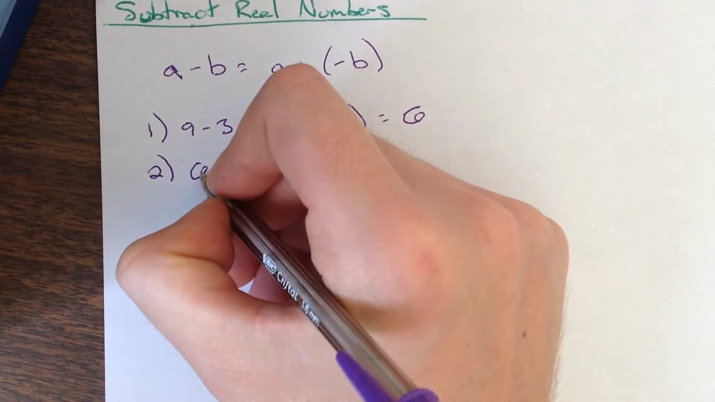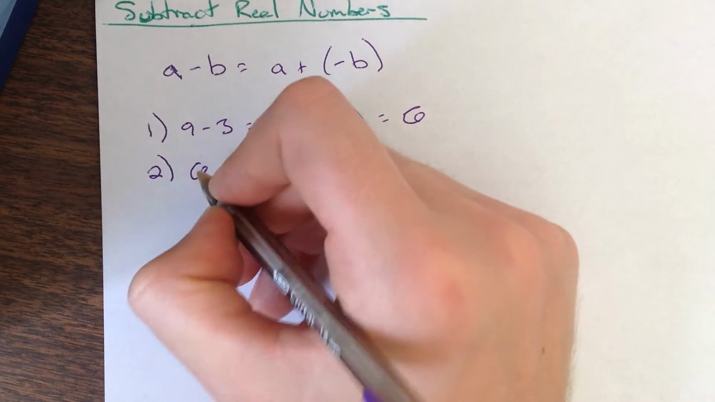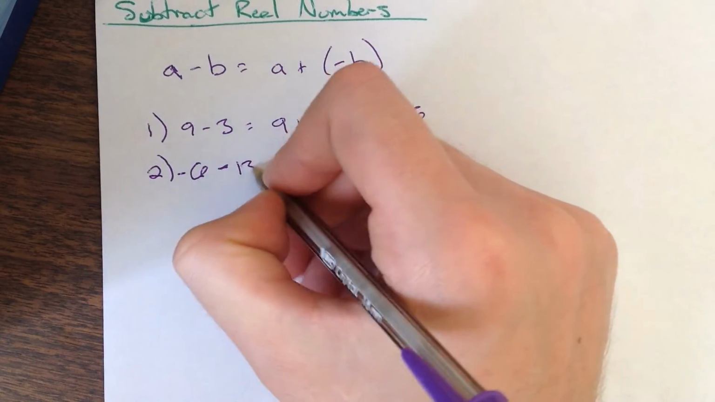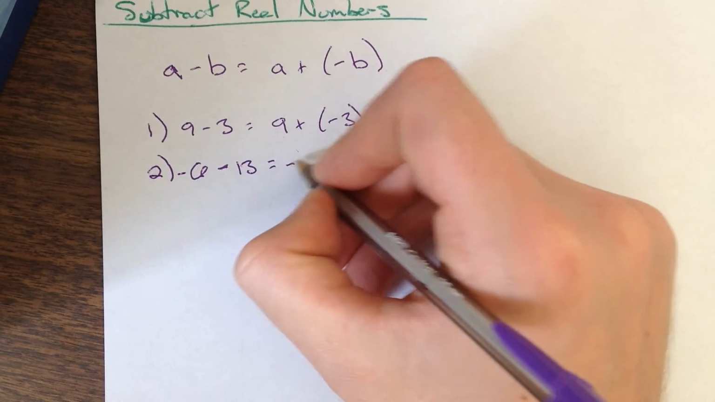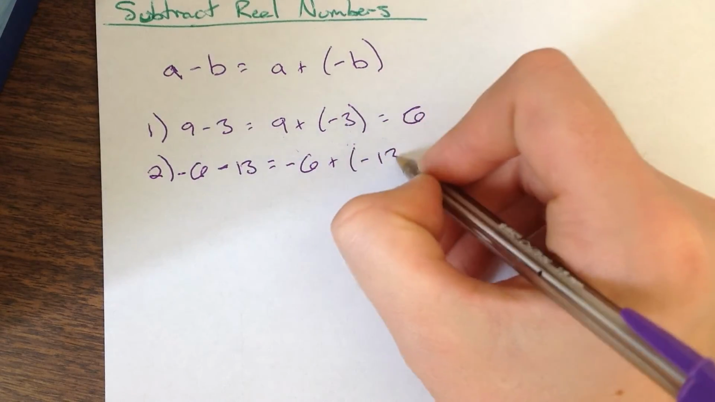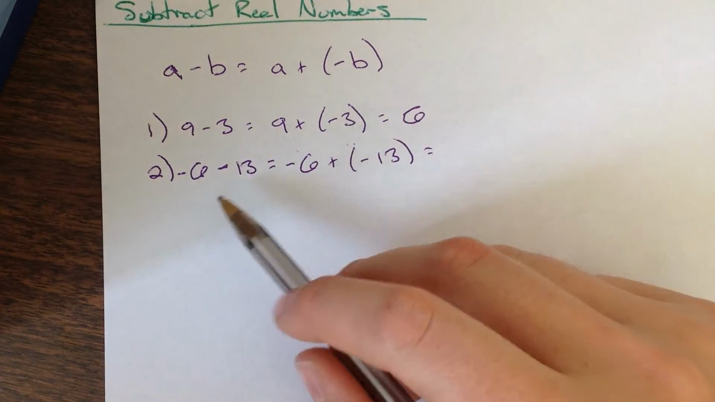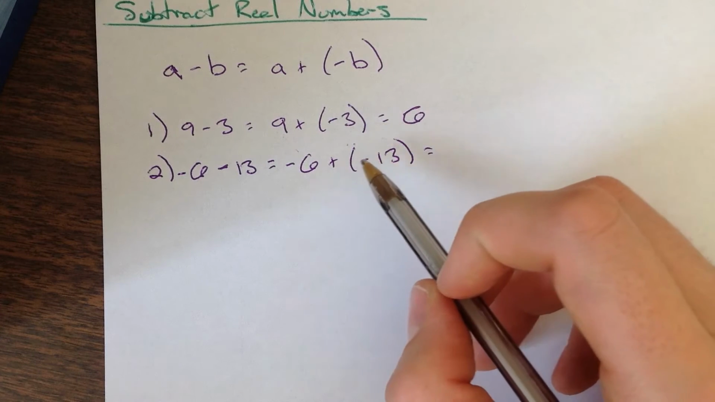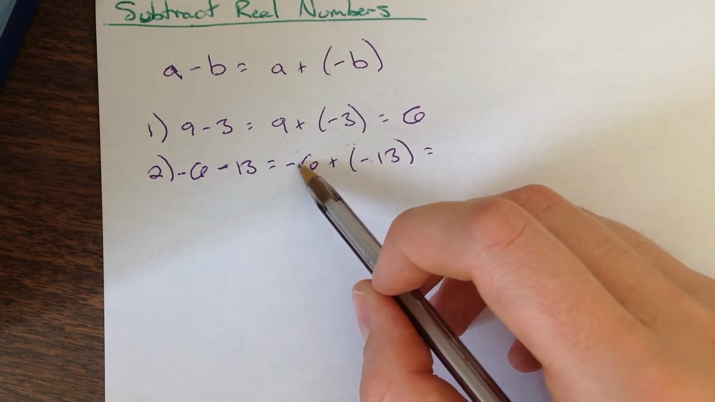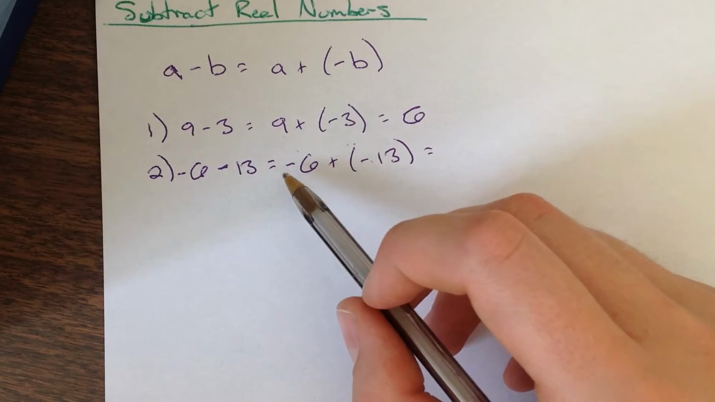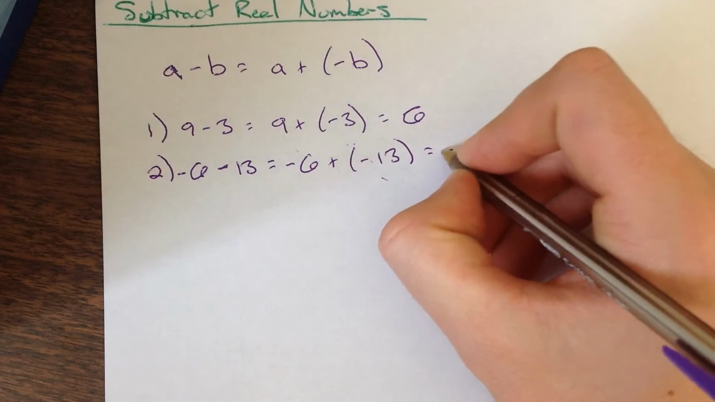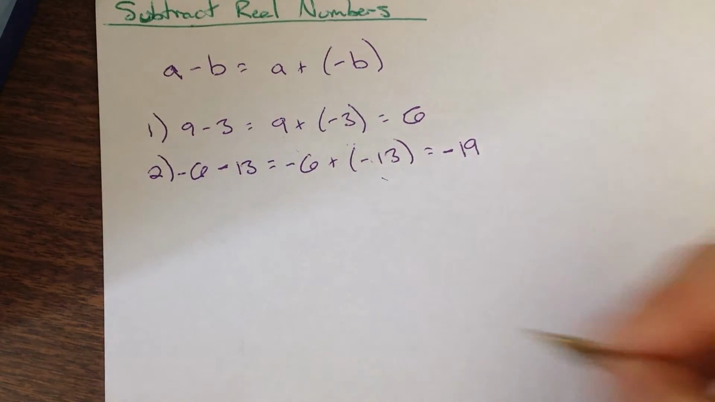If I say, for example, negative 6 minus 13, well, that's negative 6 plus a negative 13. Well, they have the same sign. So I add them together and get 19, but they're negative, so I get a negative 19.